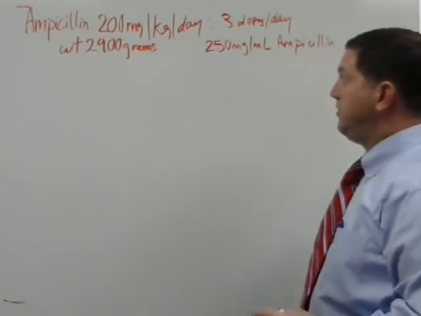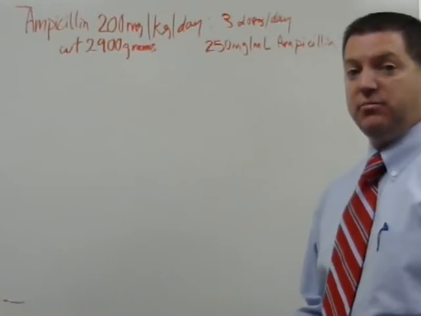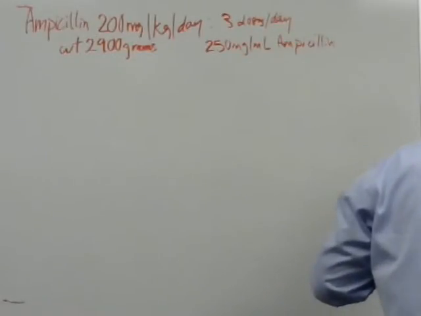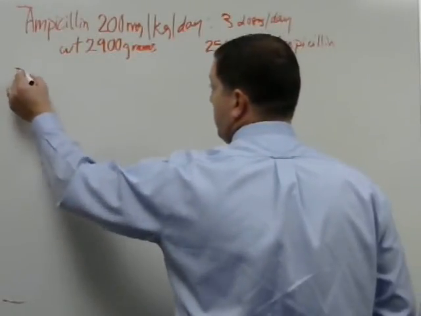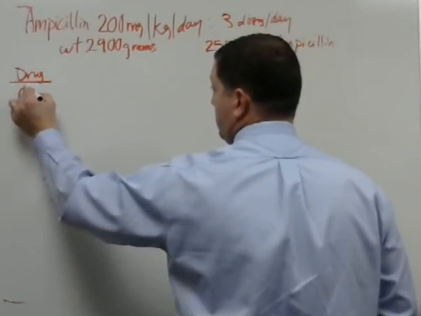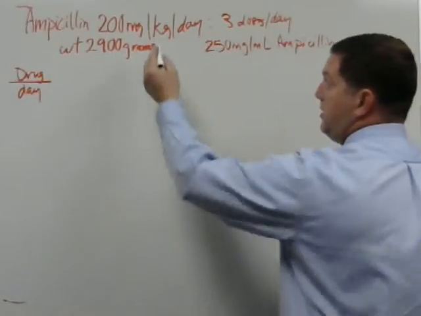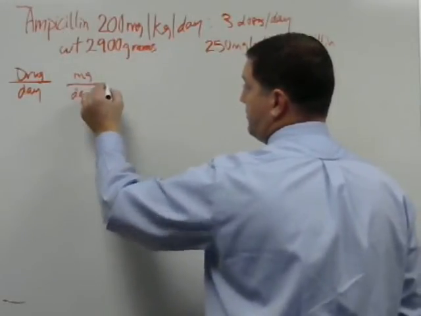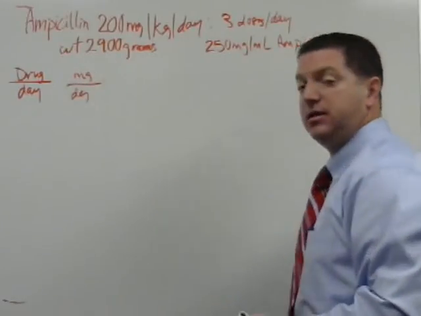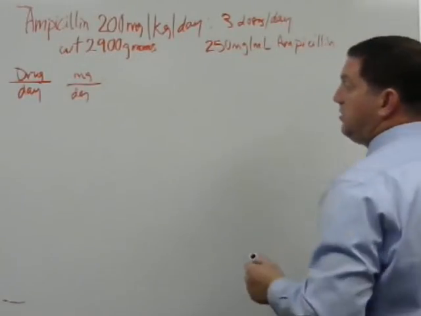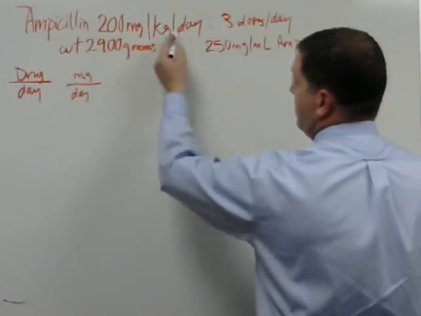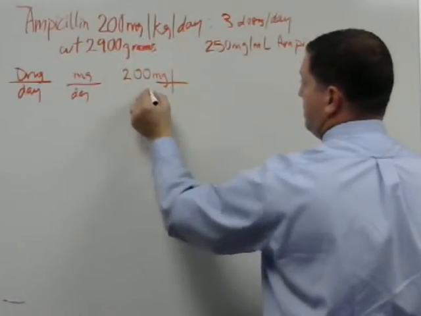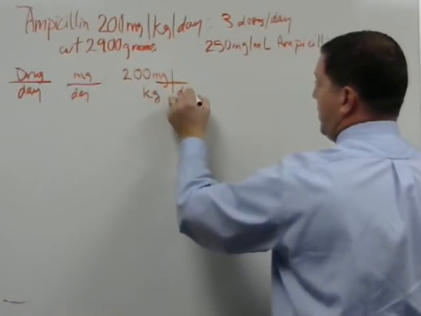The first thing we need to know is how much drug this patient will be receiving today. So we look at the amount of drug per day. Since we're referring to the drug, we have milligrams, and since we're referring to day, we have day. I like to start by finding what I'm solving for: milligrams per day. Where do I find my milligrams per day? Right here in the physician's order: 200 milligrams per kilogram per day.